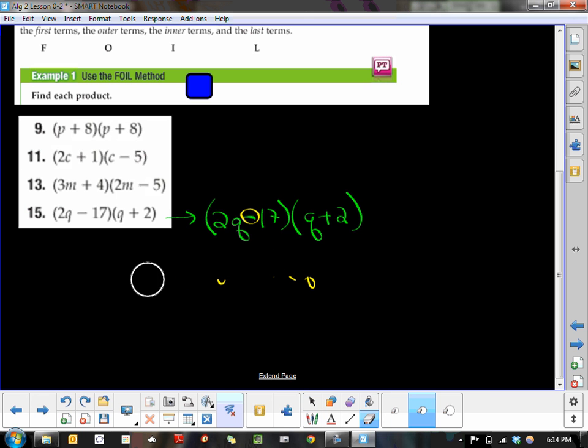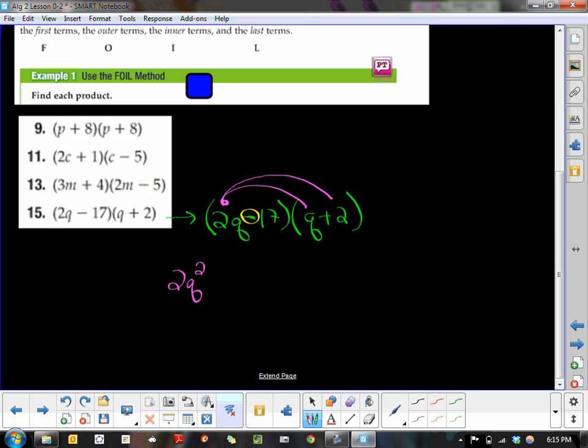I'm going to stay away from that for a little bit, and I'm just going to go ahead and distribute our first, outside, inside, last. So our first terms is a 2q times q, which is 2q squared. And our outermost, we've got a 2q times 2, which is 4q. On our innermost, it's a negative 17 times q, so it'll be a negative 17q. And in our last, it's a negative 17 times 2, and negative times positive is negative, that'll be a 34.